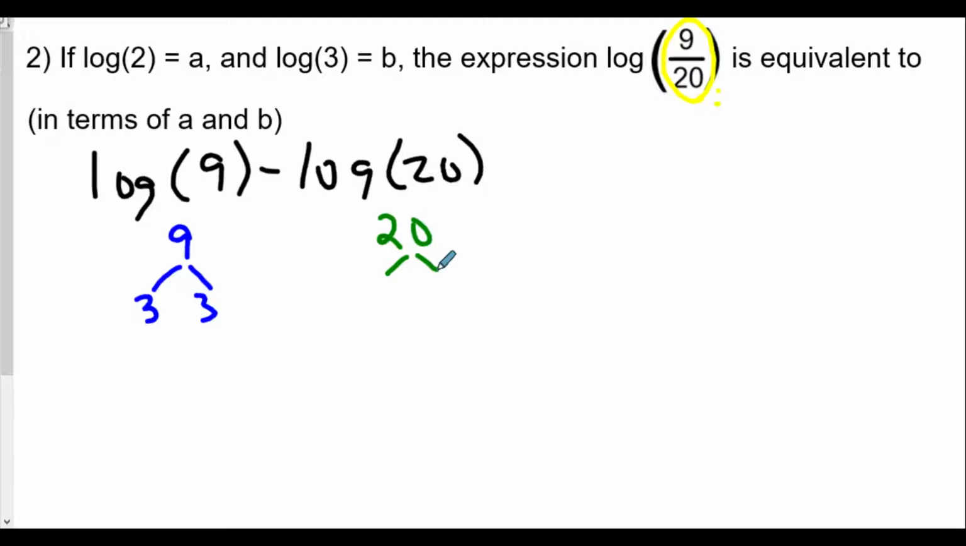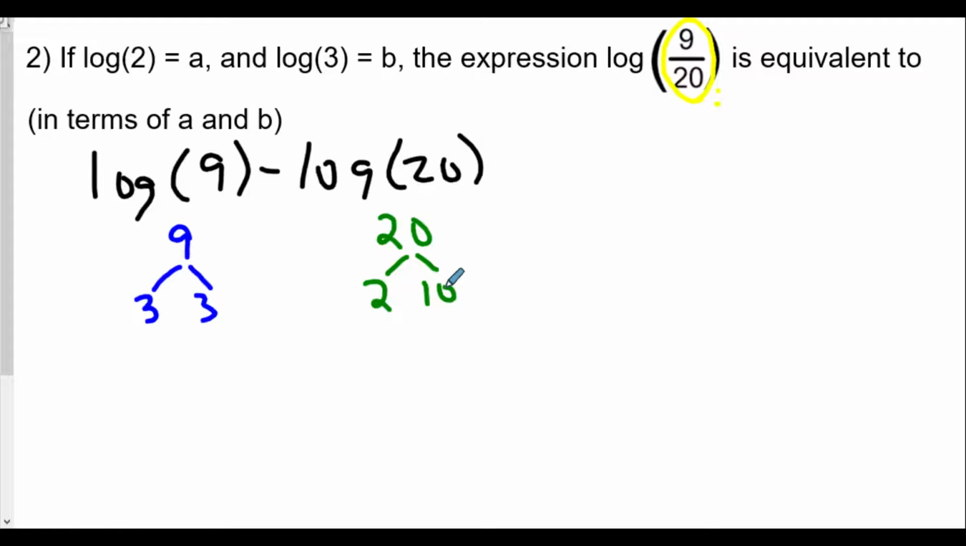Except, here's the thing. We have log 2, we have log 3, we don't have log 5. So that's kind of strange because you're thinking to yourself, well, where's log 5? And again, we're not going to leave it in log 5. It has to be in terms of log of 2 and log of 3. So let's take a look at 20 as 2 times 10. Okay? And we'll leave it that way.